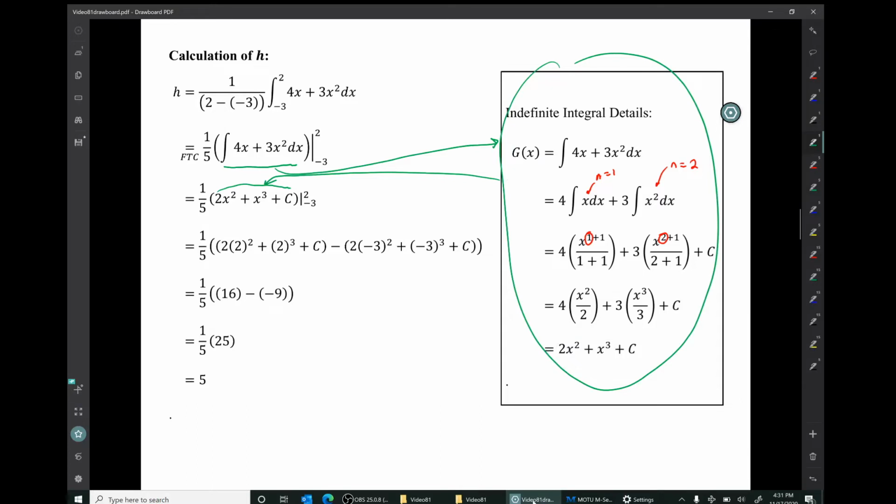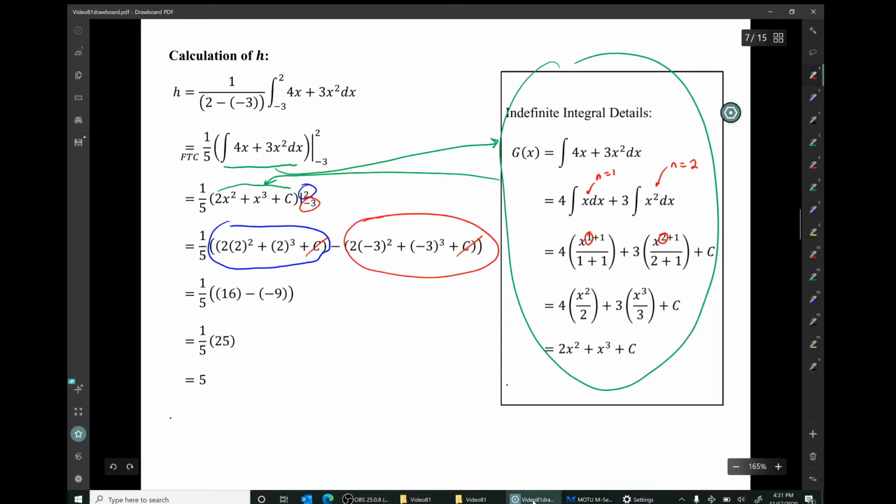From here on out, it's just arithmetic. Notice that the plus c's cancel in the subtraction step, and we have this evaluation notation that we have to do very carefully. We have to substitute in x equals 2 into that general antiderivative form. We have to substitute in x equals 3 into that general antiderivative form, and then we subtract. The result is the number 5. That is the value of h.